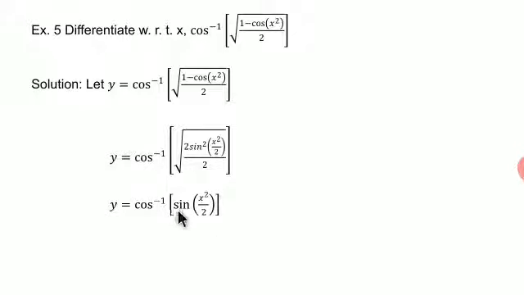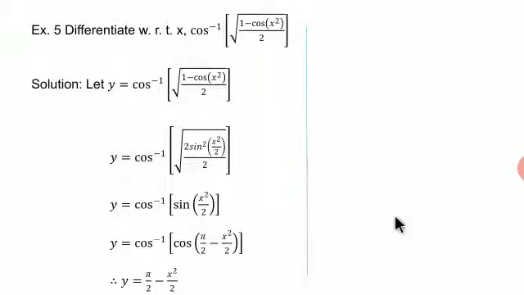Again this sin can be written in terms of cos. Sin theta can be written in terms of cos as cos of pi by 2 minus theta. So here this sin x square upon 2 can be written as cos of pi by 2 minus x square upon 2. So y is equal to cos inverse of cos of pi by 2 minus x square upon 2. Now cos inverse of cos theta is theta. So we get y is equal to pi by 2 minus x square upon 2.